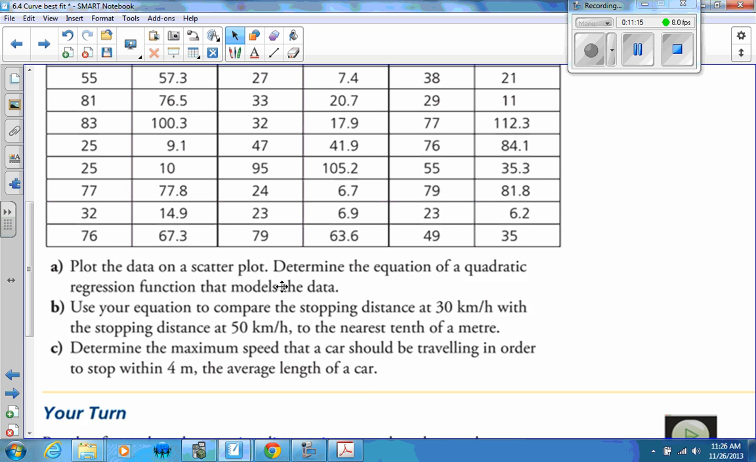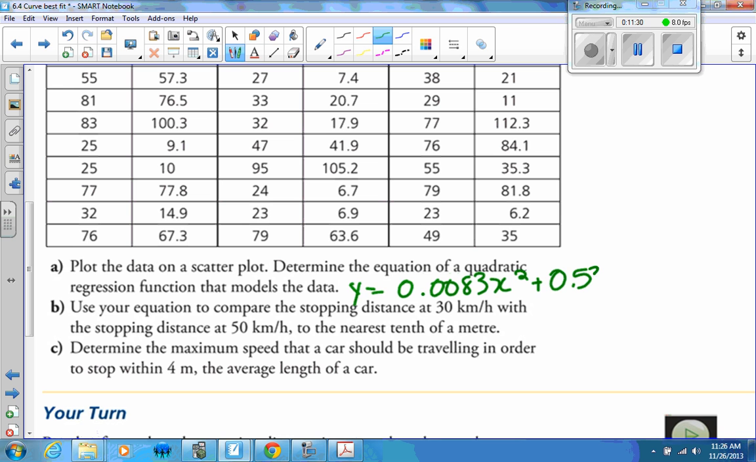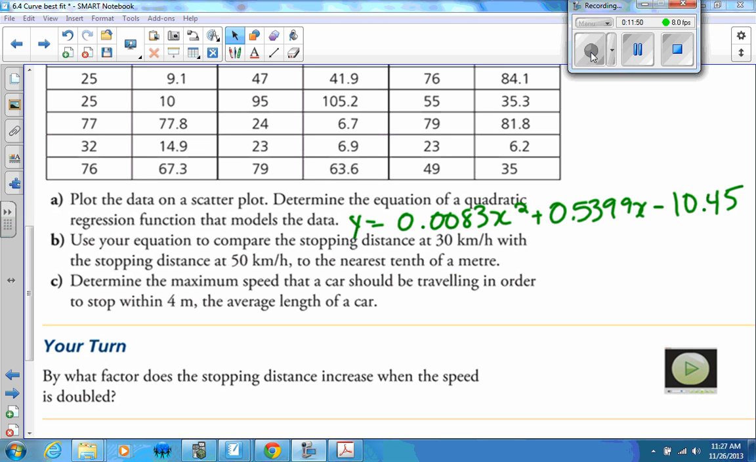So plot the scatter plot, which we did, and then determine the equation for the regression. So we did that. So that's y equals 0.0083x squared plus 0.5399x minus 10.45. So part B says use your equation to compare the stopping distance at 30 kilometers with the stopping distance at 50 kilometers to the nearest tenth of a meter. Since it's giving you the x value, the 30 kilometers per hour and the 50 kilometers per hour, we can just use our technology to solve this.